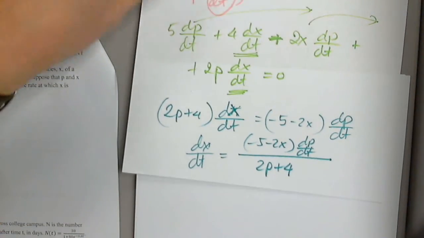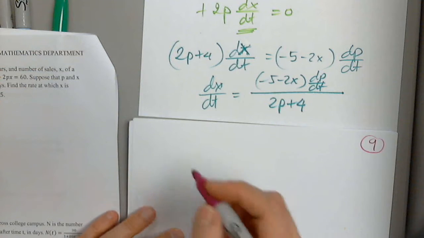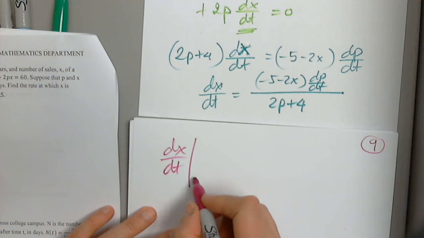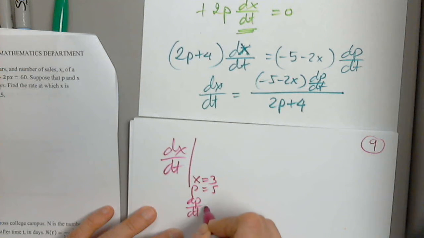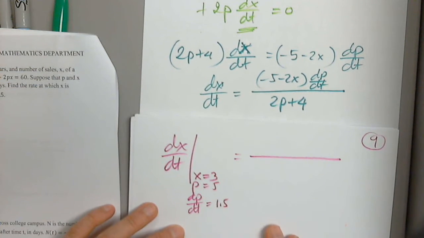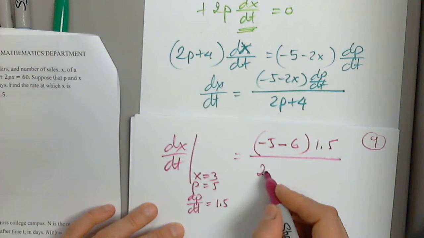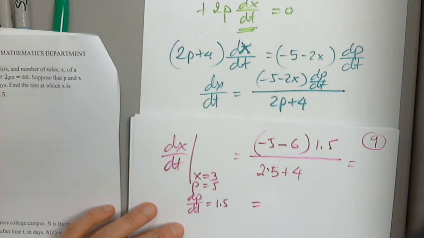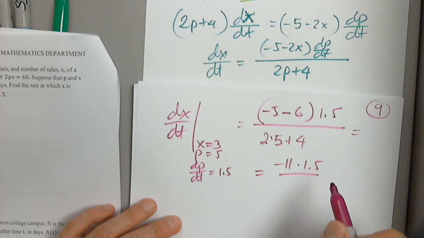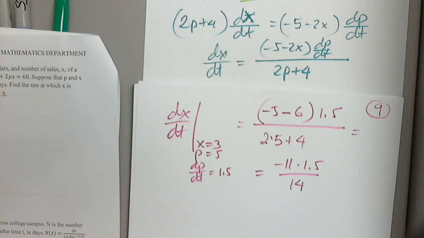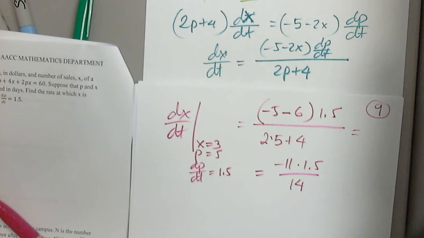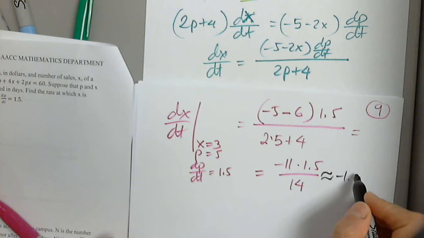Now I can plug in all numbers. So dx over dt when x is 3, p is 5, dp over dt is 1.5. So negative 5 minus 6, times dp over dt, 1.5, over 2 times 5 plus 4. So negative 11 times 1.5 over 14. I'm going to approximate this: 11 multiplied by 1.5 and divided by 14. I get 1.18. So it decreases, negative 1.18.